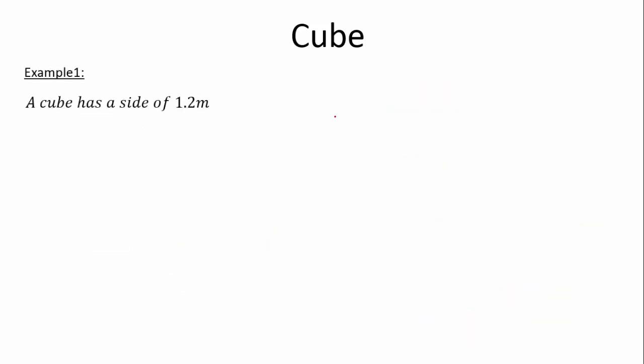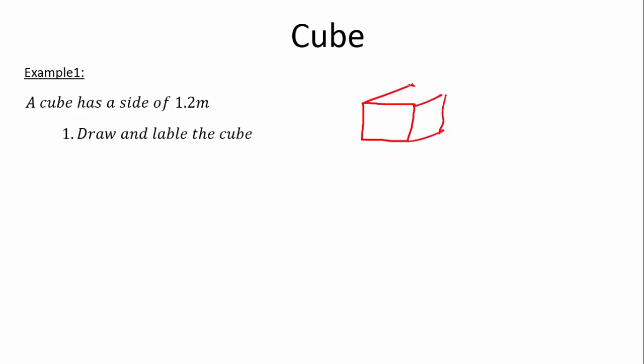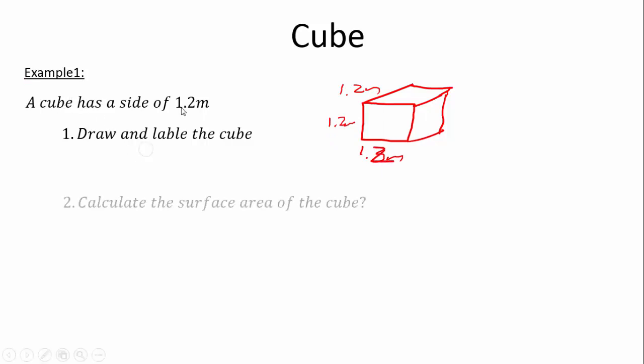We have a cube of side 1.2 meters. Draw and label the cube. Okay, this is the same kind of question. We draw a cube, we draw our sides. Try this before if you are battling with this. We have 1.2 meter depth, drawn it there, 1.2 meter height, and a 1.2 meter length. Okay, so we've drawn our cube.